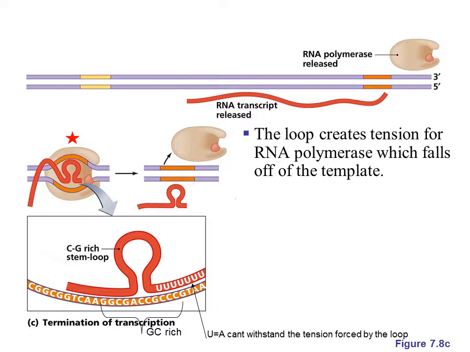This loop that was created is going to create tension. Look at the red star. That is a GC stem loop in the mouth of the TIC complex. The TIC complex is trying to move and read 50 nucleotides per second. But this GC stem loop has created enough tension to make that fall off. Therefore, you would terminate transcription because of that tension.